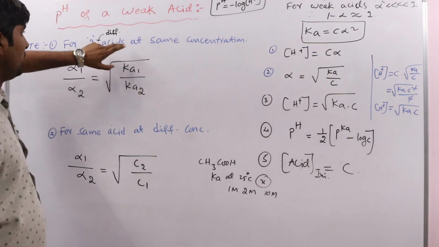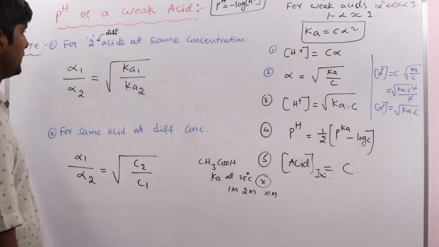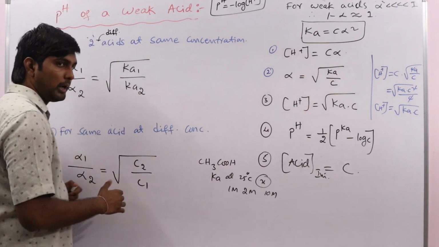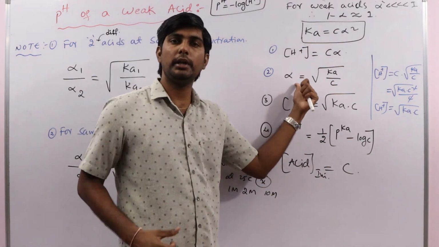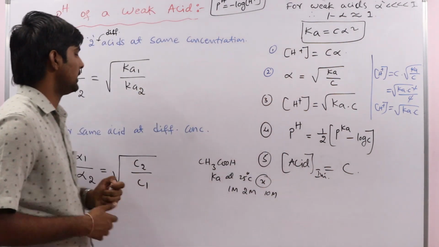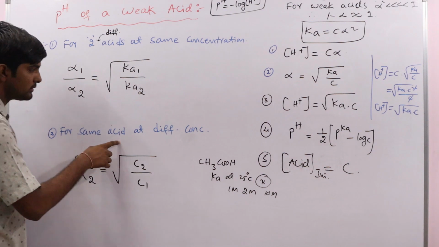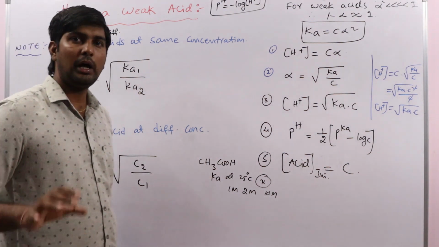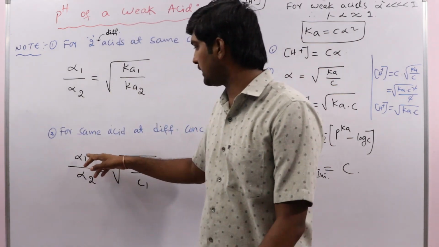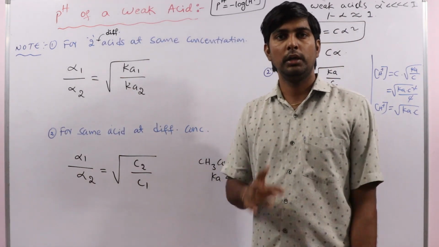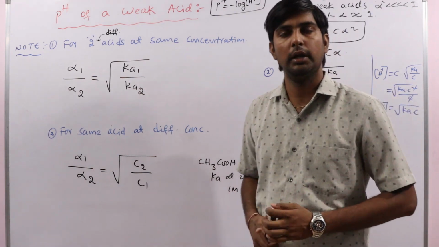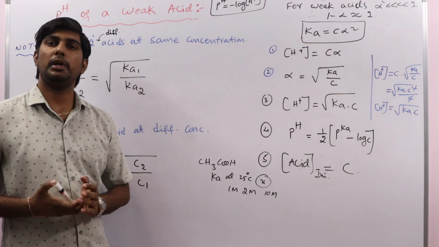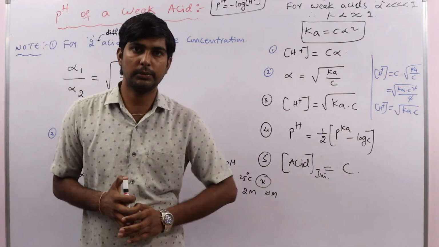This is for two different acids at the same concentration. From this relation we are getting it. So don't try to memorize blindly. We should know how it is coming. That is coming from this relation. And this is for the same acid at different concentrations. Already we discussed that alpha depends on the concentration, yes or no, in Ostwald's law of dilution. So clear? In the same way we can calculate pH for weak bases also.